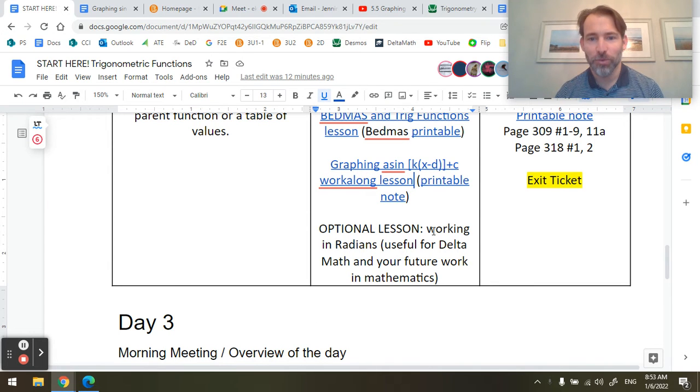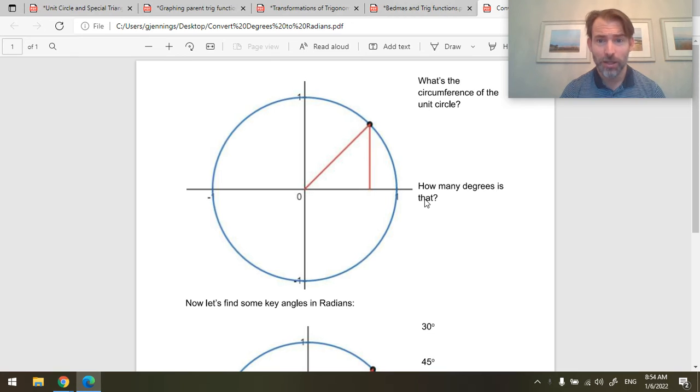So here we go. We're going to look at how to work in radians. And basically, how do we convert from degrees to radians? Because we've spent all this time learning degrees. Now we're going to learn radians. First off, let's take a look at the unit circle again.